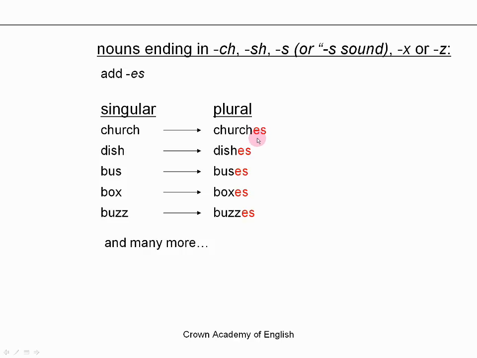So there is an extra syllable when we pronounce it. So you should be able to hear it. In the singular there is one syllable, church, and in the plural it's churches. So two syllables, churches; dishes, buses, boxes, buzzes. So it's important that we hear the extra syllable when you pronounce it.